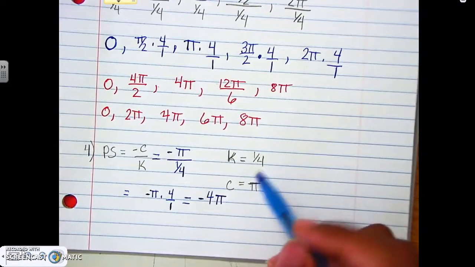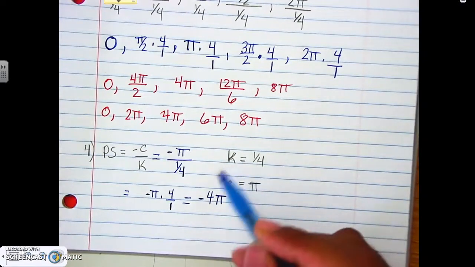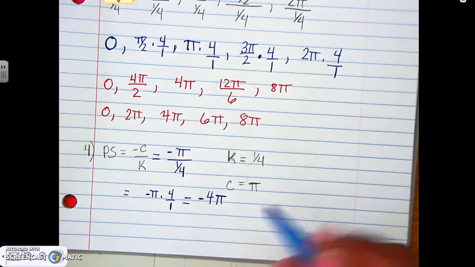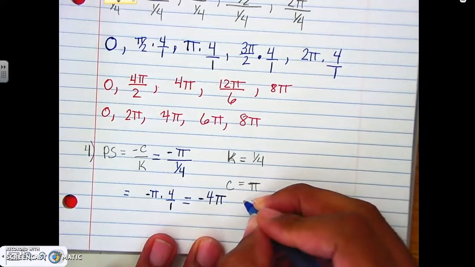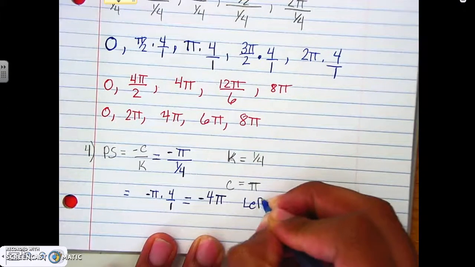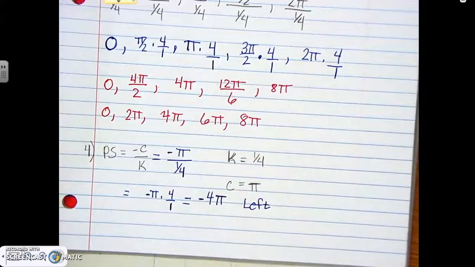And again, since c is a positive number, do we go left or do we go right? We go left, because we go opposite of what you think. So left means positive, right means negative. Opposite of what you think.